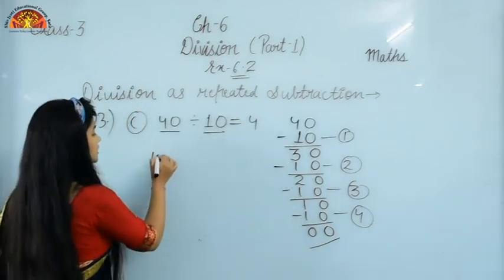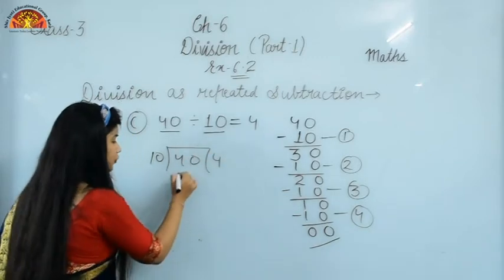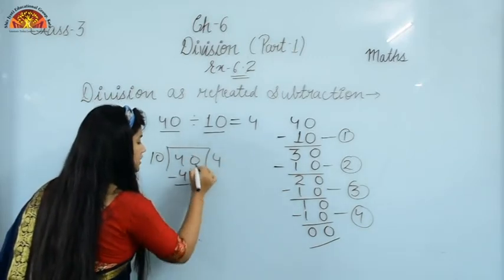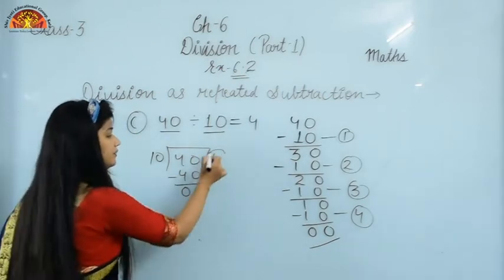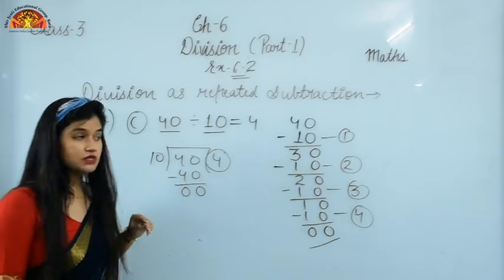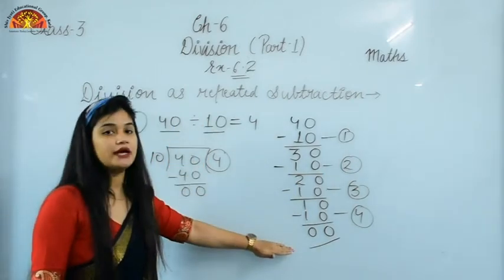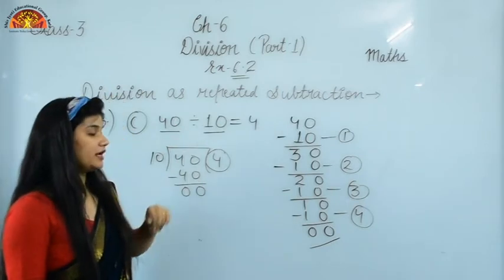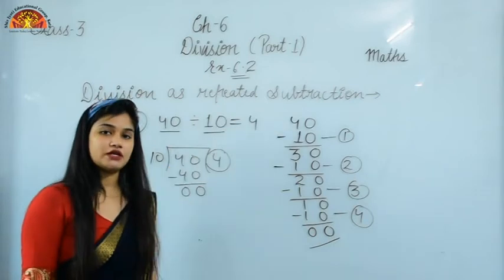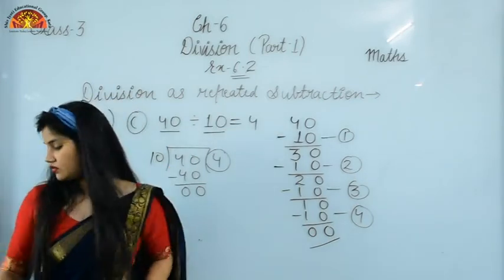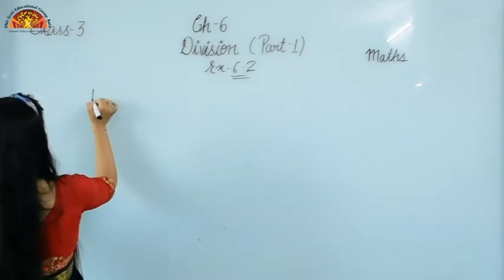आप 10 को 40 से divide करके check करो. 10 4s are 40. 0 minus 0 will be 0. 4 minus 4 will be 0. The answer will be 4. Is it clear students? So you can divide the numbers by this method also. And this method is known as division as repeated subtraction. Is it clear students? So now we see the next topic, students, properties of division.